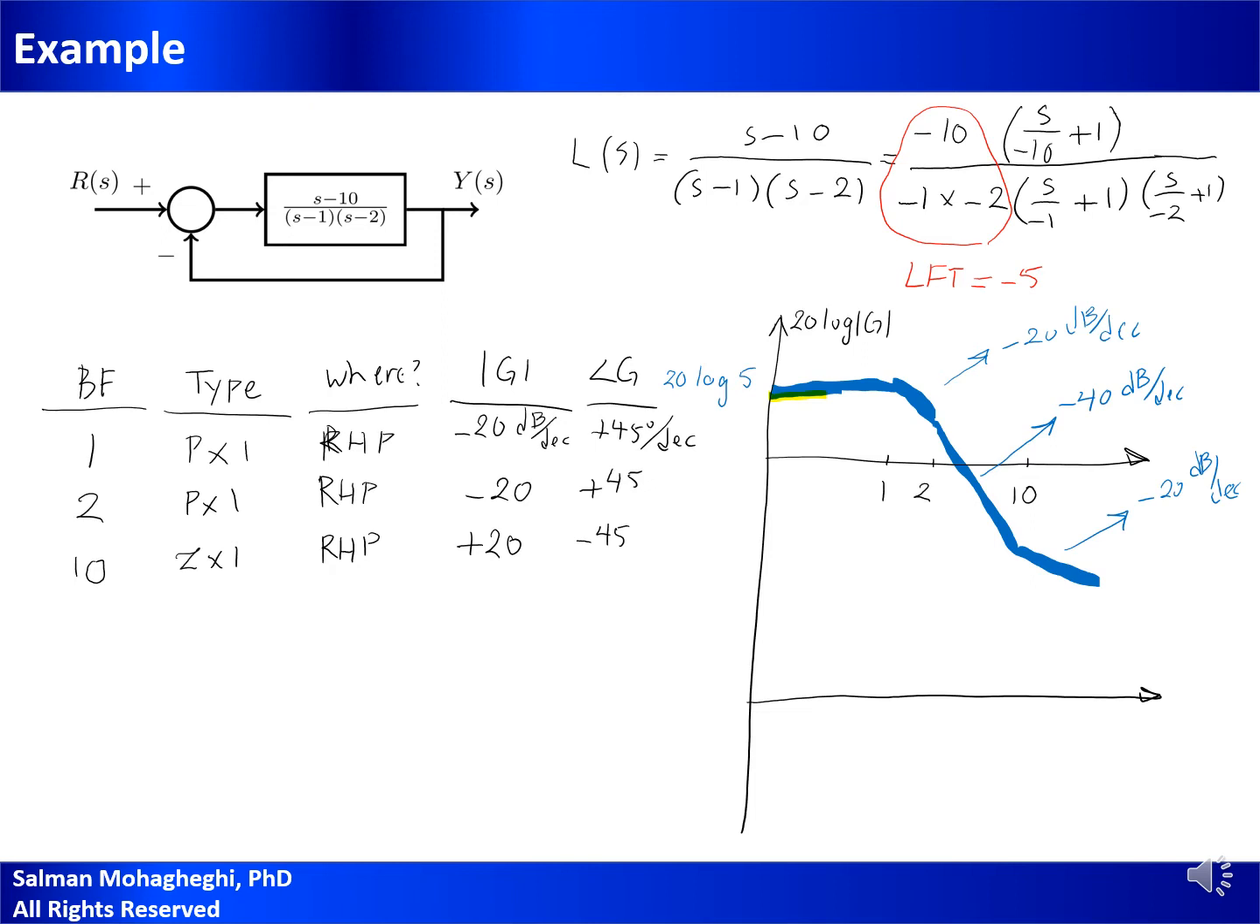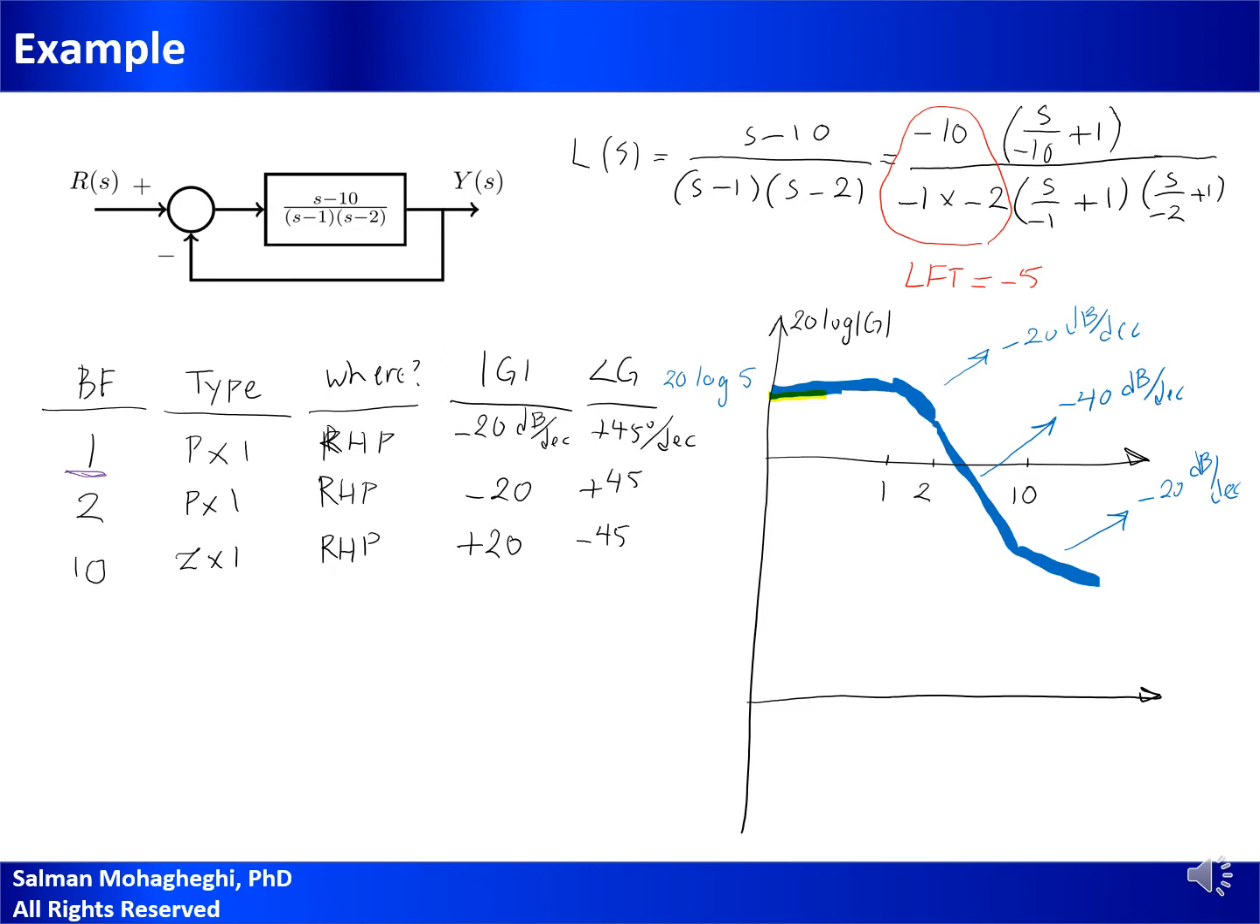We can do the same thing for the phase. Let me use a different color and perhaps try to be a little bit neater with my diagram. So my low frequency term is minus 5. That's a negative number, so the starting angle is going to be minus 180. And then what I have to do is find the ranges for which I have a non-zero slope for my phase angle. So let's start with the first break frequency, which is 1.